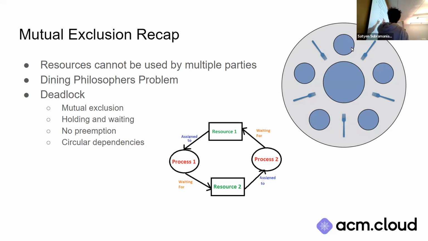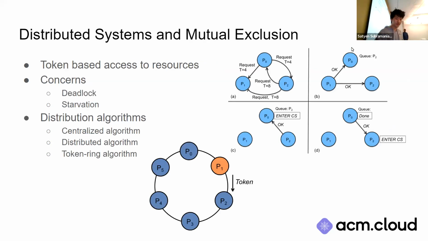Third, no preemption, which means that no process can forcefully take away a resource from another process. And fourth, circular dependencies, which is self-explanatory. They're in a cyclic dependency, waiting on each other's resources. A way to resolve this in a distributed system is with token-based access to a resource. A token is basically a piece of data that acts as a key that allows the process to modify a particular piece of data.